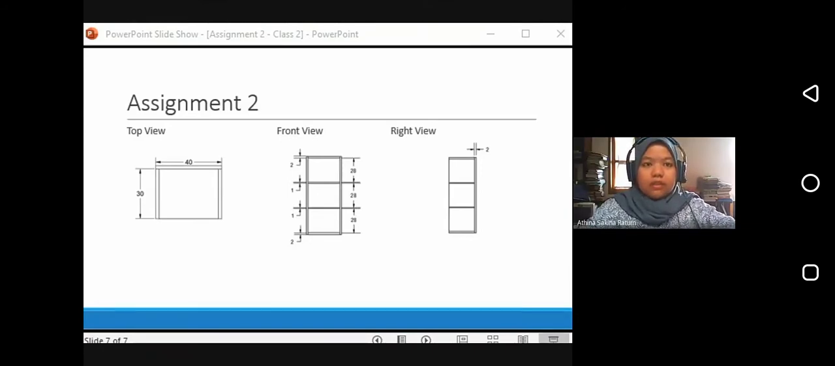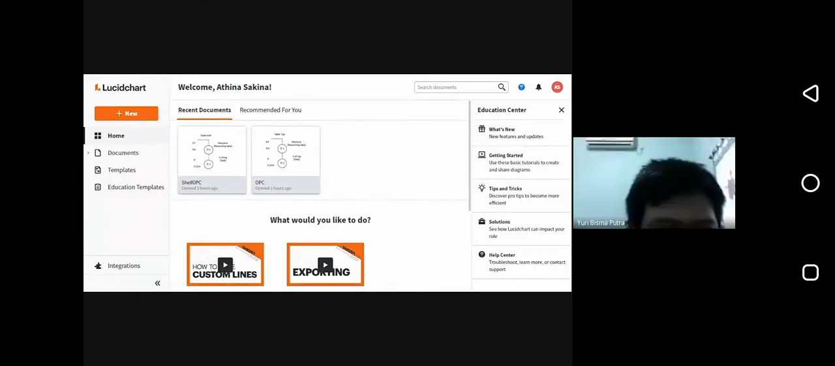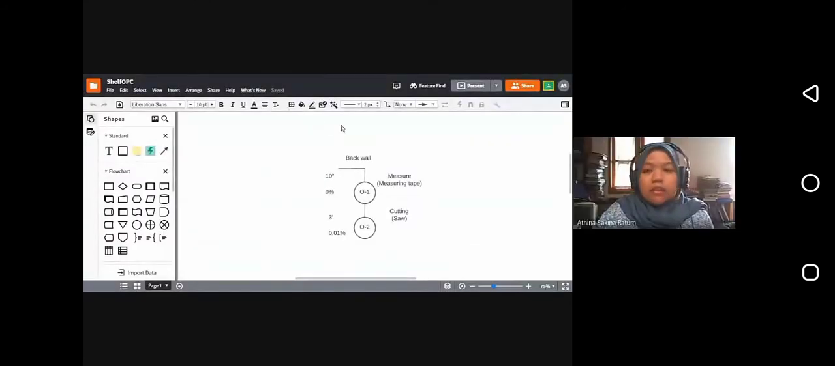Okay, let me show you what my Lucidchart looks like. Here. This is my Lucidchart. Here's an example that I made. Wait a bit. Can you see it? Yes ma'am, we can see. Oh, wait. Yeah, this one.